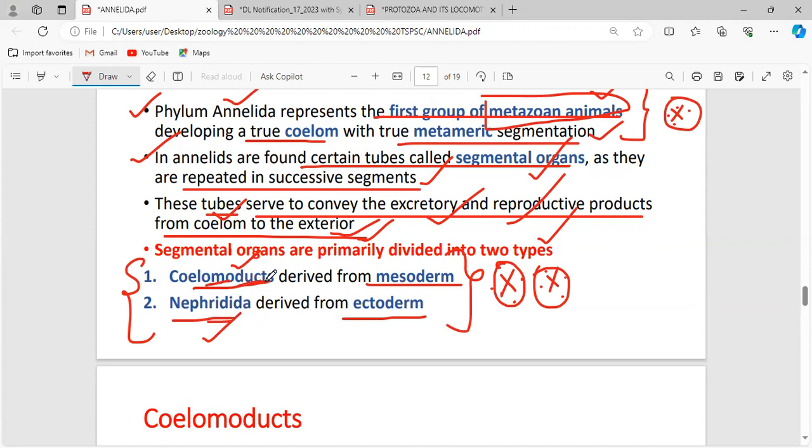When it comes to the coelomoducts, which layer do they derive from? The mesoderm layer. And the nephridia are derived from the ectoderm layer. So you should know that annelids are triploblastic in nature. Okay, this is how you have to connect all the general characters and the important unique characteristic features. Clear? Now, don't forget this point.